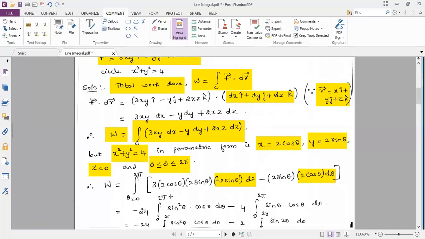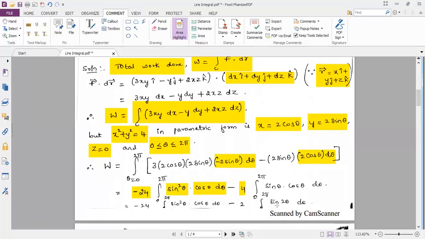Now before integration, let us write the constants outside. 3 into 2 into 2 into minus 2, so minus 24 outside. Integration between 0 to 2 pi. sin theta into sin theta is sin square theta multiplied by cos theta d theta, minus 2 into 2, 4, integral 0 to 2 pi sin theta into cos theta d theta. The second integral can be written using the formula for sin 2 theta as 2 sin theta into cos theta. This can be rewritten as 2 into integral 0 to 2 pi sin 2 theta d theta, retaining the first integral as it is.